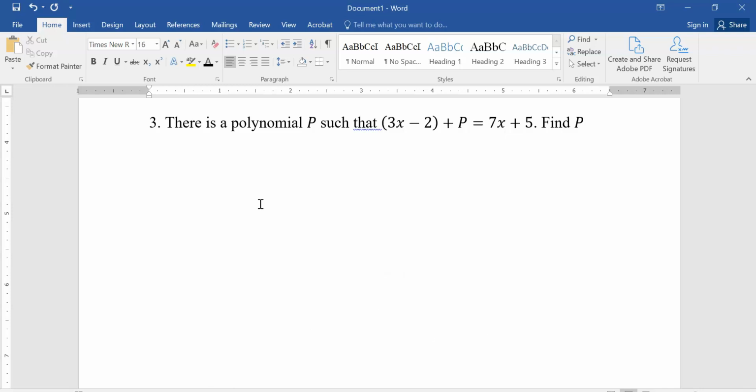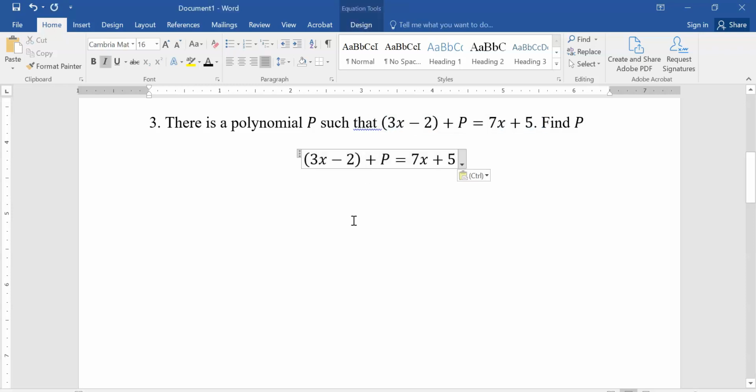It says there is a polynomial p such that 3x minus 2 plus the polynomial has to be 7x plus 5. So let me copy that equation. There we go. So the goal here is to find p, to find what this polynomial we add up is.